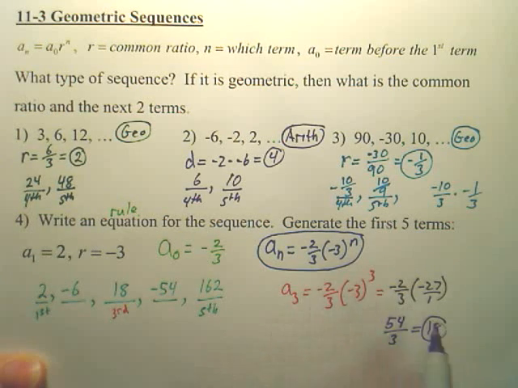Isn't that a lot more work, though? Yeah. I could get my third term by plugging in the formula, but it's a lot easier just to multiply by negative 3 and keep the pattern going. Do it the easier way.